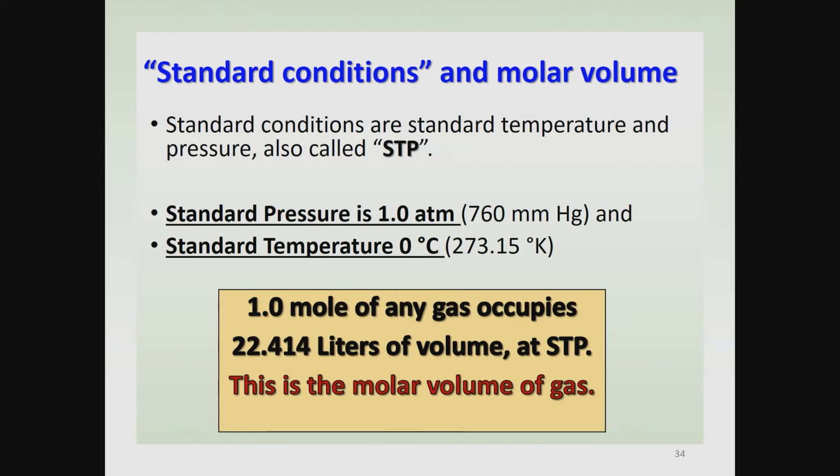So for example, let's say you were to increase the temperature of that gas. 1 mole would occupy 22.414 liters of space at 0 degrees Celsius. But you remember from Charles' law that if you increase the temperature, you're going to increase the volume. So for example, if you were to double the temperature in Kelvin, you would double the volume. And so that 1 mole of gas would no longer be 22.414 liters, it would be a much greater volume.